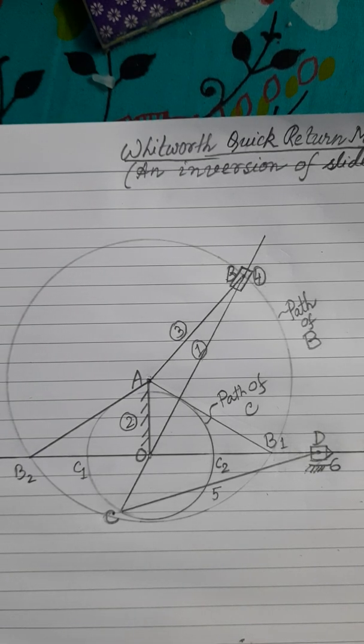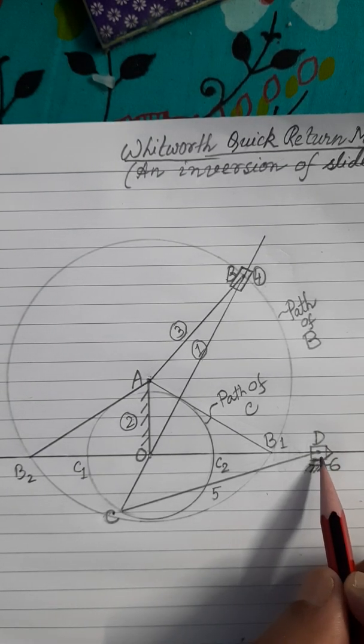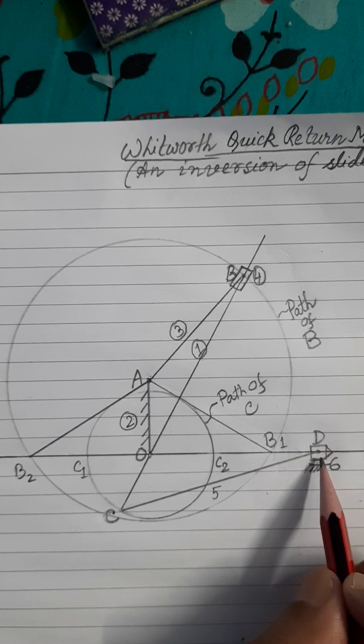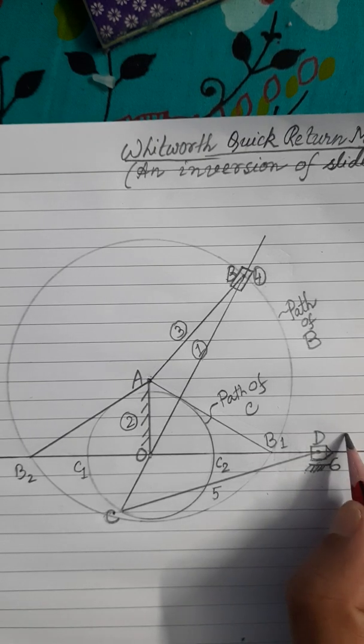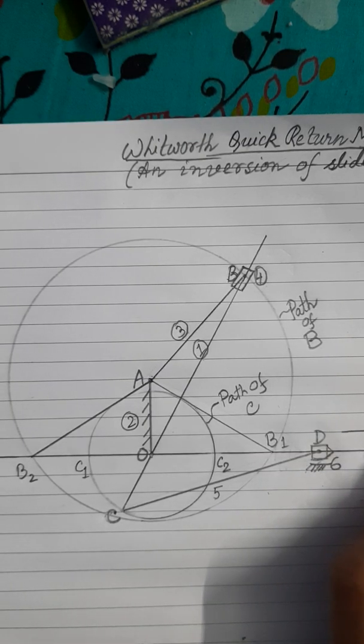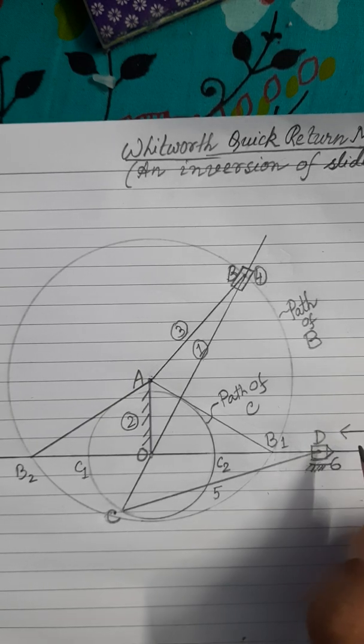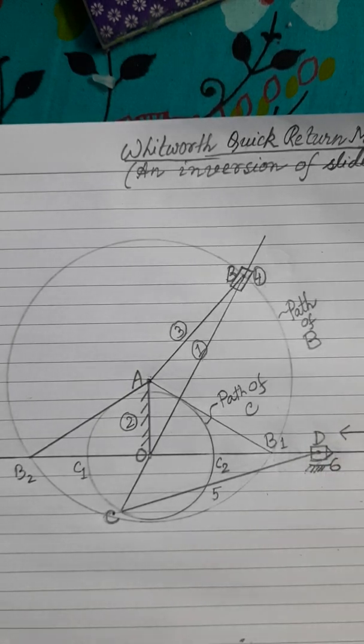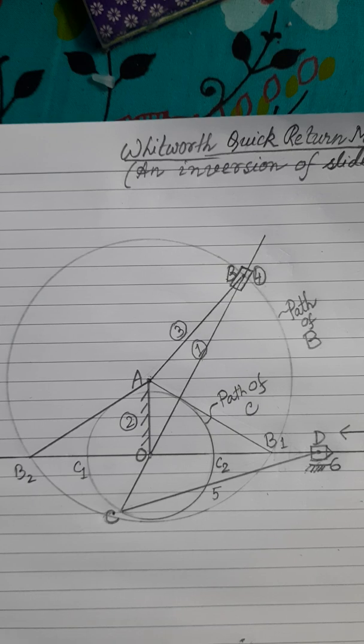Now we will see that this slider will reciprocate like this, and during its forward stroke it will take more time, during its return stroke it will take less time. This is the objective of a quick return mechanism. That means during return it will take less time. So how it will work?